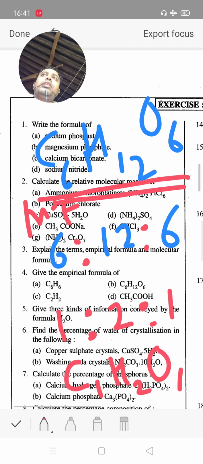So what is the molecular formula? C6, H12, O6. It converts into the empirical formula, which has 1 carbon, 2 hydrogen and 1 oxygen.